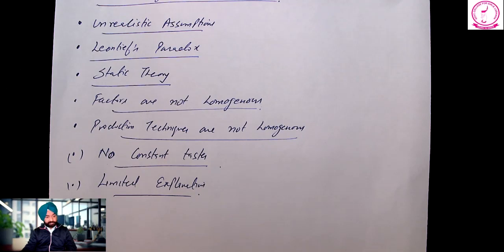Even the assumptions of constant cost and constant taste do not remain the same. Then there is limited explanation. This theory does not explain all the factors, such as why there is a difference in factor endowments or why there are differences in other factors. So that's why this theory has been criticized by modern economists.